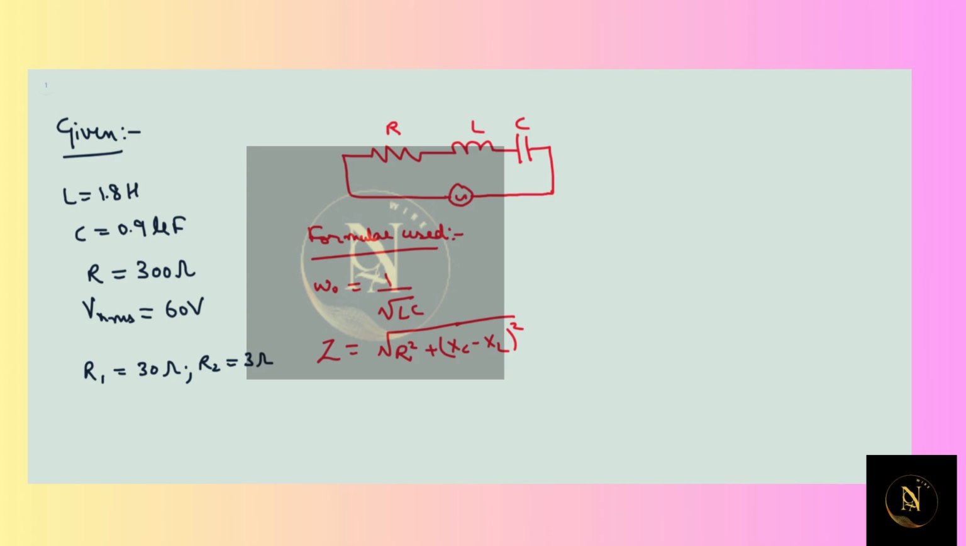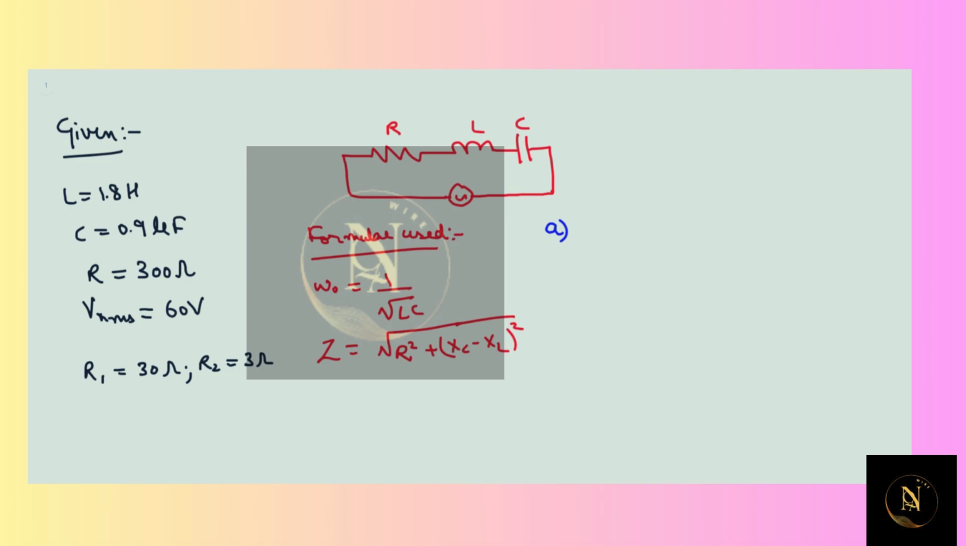In part D, we will have the resistance changing to 30 ohm and 3 ohm. So we will take care of this R1, R2 later. First, let's find out the answers of parts A, B and C. First, finding out the A part.